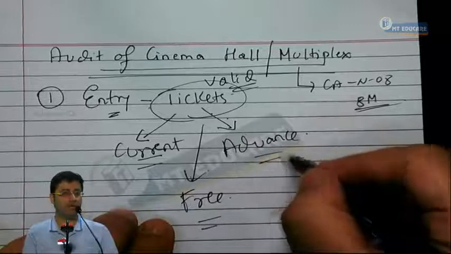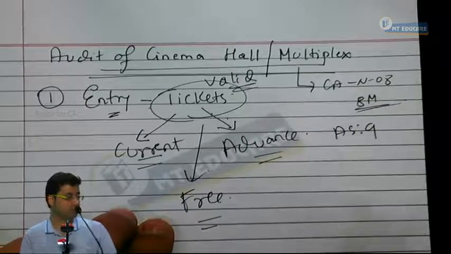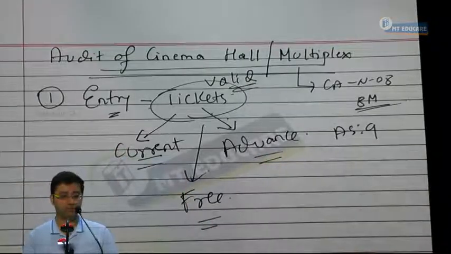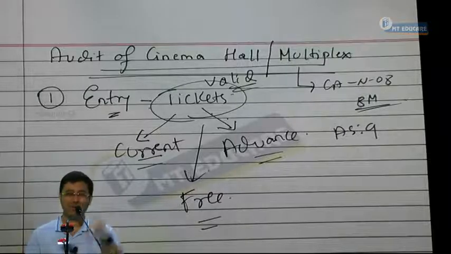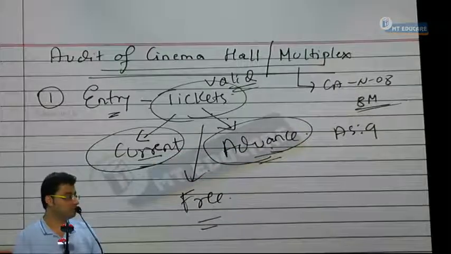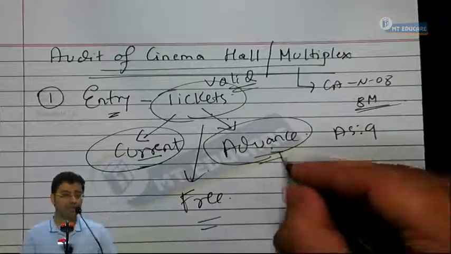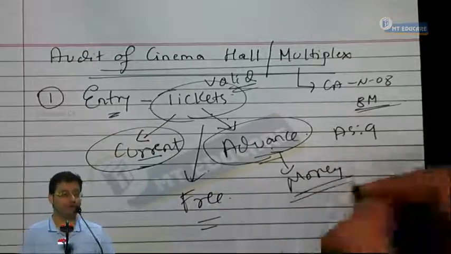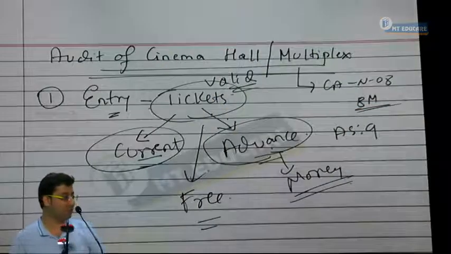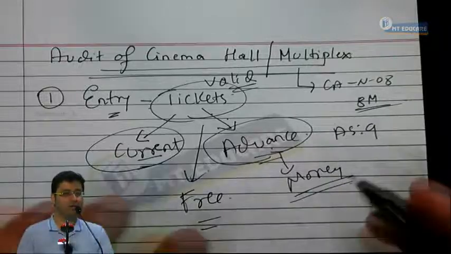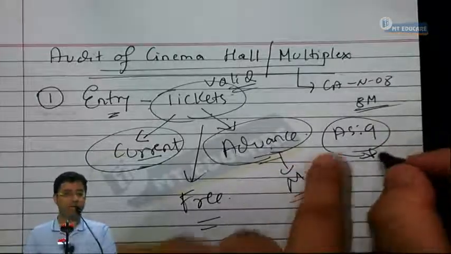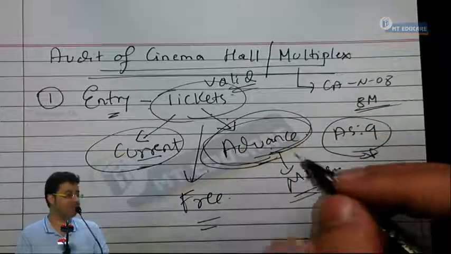And tickets, tell me, as per accounting standard 9, in which form of ticket sale can I recognize revenue immediately? If it is an advance sale or a current sale? If I sell the ticket in advance, money is received. Tomorrow if you don't want the ticket, will you get a refund? No. That means the cinema hall can recognize the revenue. This is a question from accounting standard 9. In revenue recognition, for advance sale, you have to recognize revenue immediately.